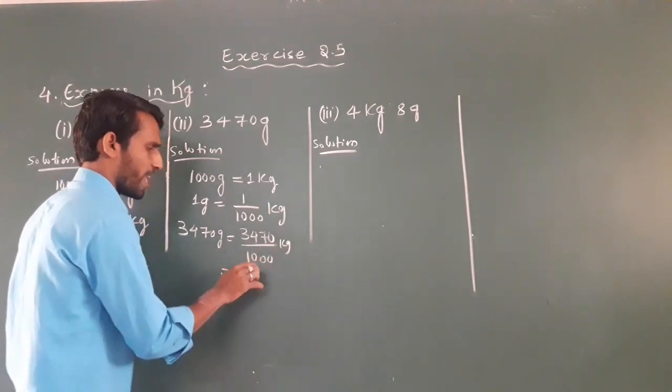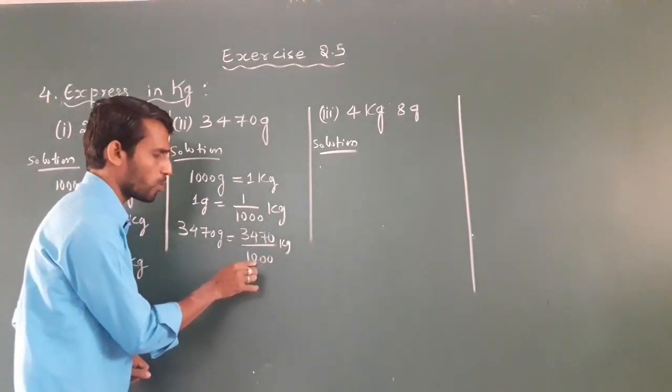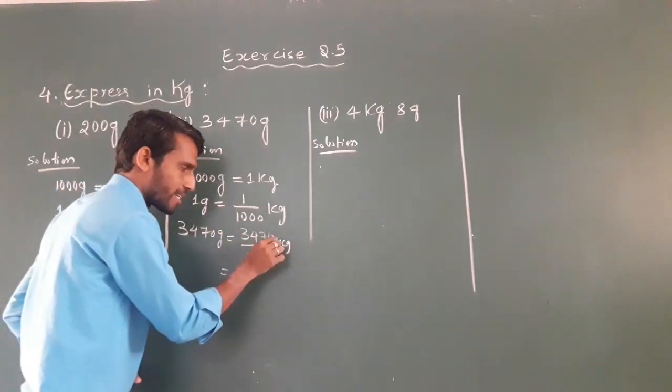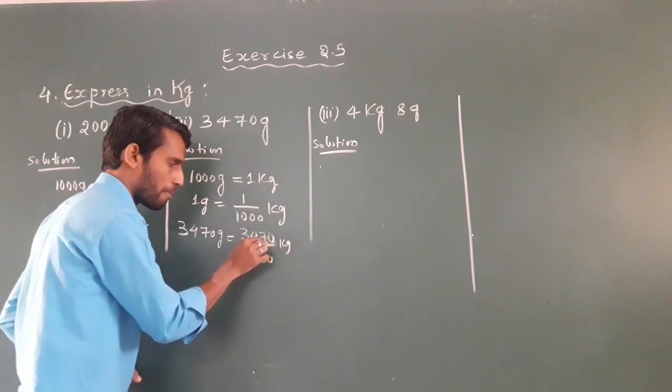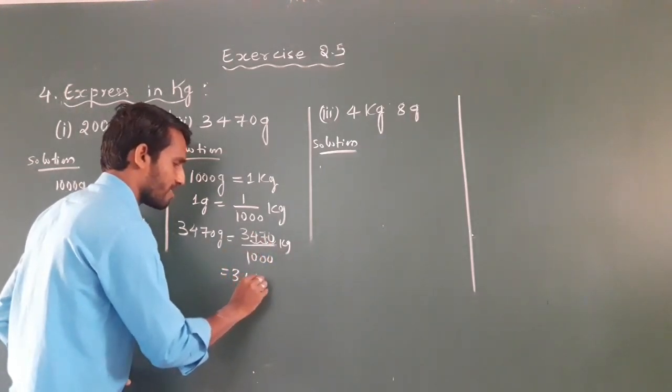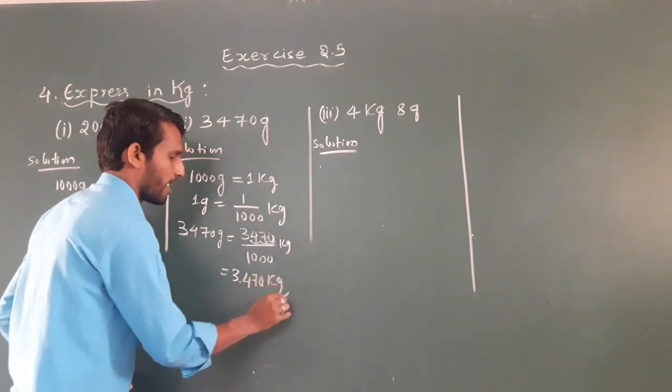Dear student, now we have the decimal point at the end. We have to shift it after 3 numbers. When we shift 3 places, we get 3.470 kg. Okay, this is the solution.